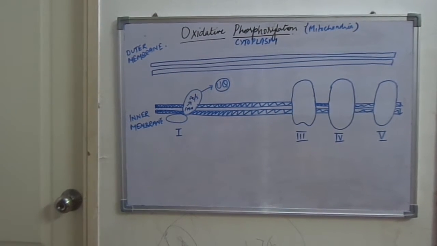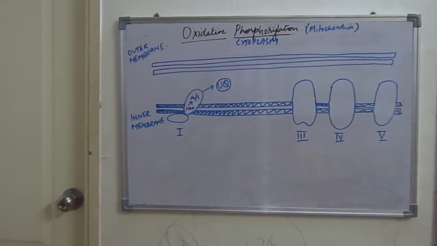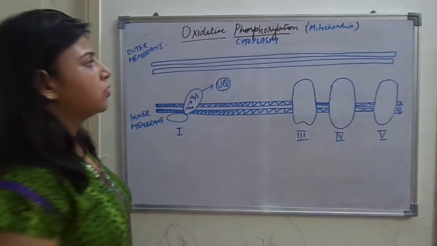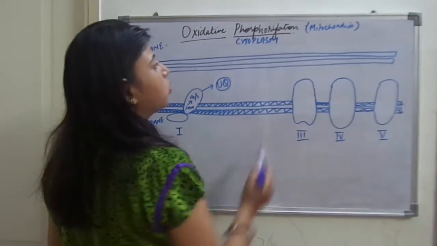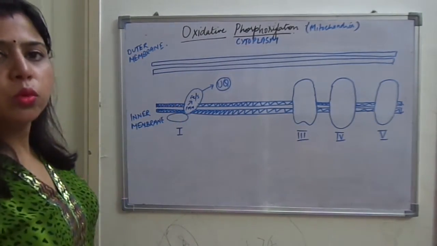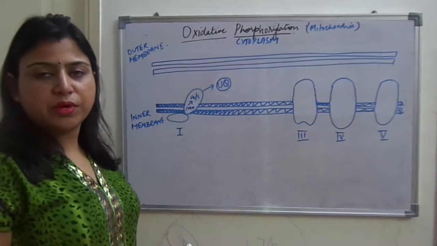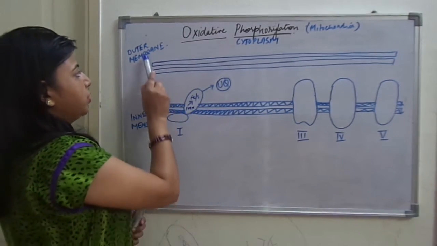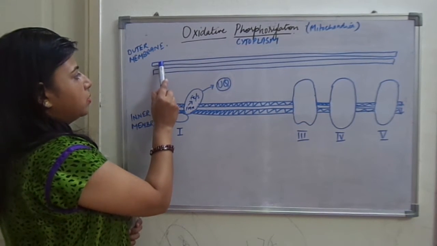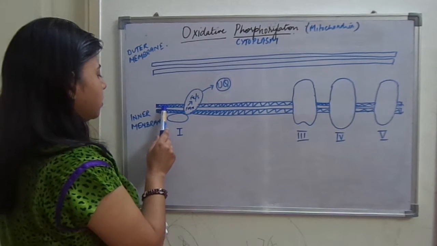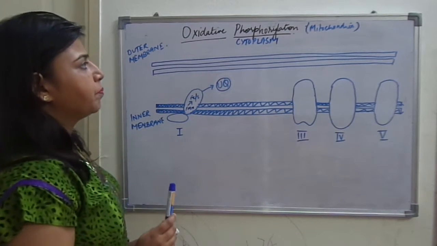Hello everyone. Today I am going to discuss the topic of oxidative phosphorylation, the phenomenon which occurs in the mitochondrial inner membrane. Suppose we already know that mitochondria is a double membrane structure. Suppose these are the two membranes of mitochondria. This is the outer membrane and this what I have drawn is the lipid bilayer. And suppose this is the inner membrane, this is again the lipid bilayer.